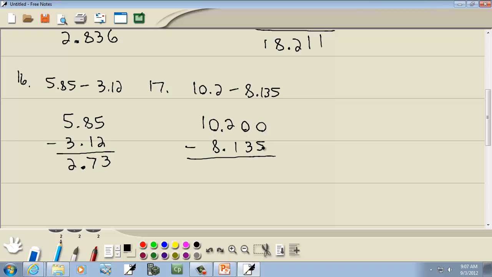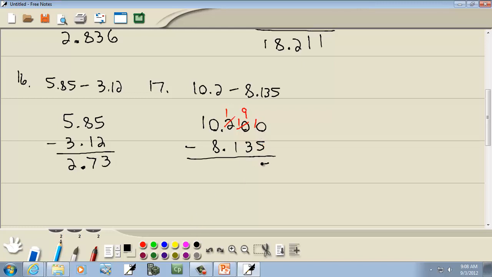Okay, we can't subtract 5 from 0, so I have to go borrow. Come over here, there's nothing to borrow, that's a 0. So come over here, the 2 becomes 1, and this becomes 10. Well, that's not where we needed it. We needed it next place over. So I'm going to borrow 1 from here. So 10 becomes 9, and this becomes 10.